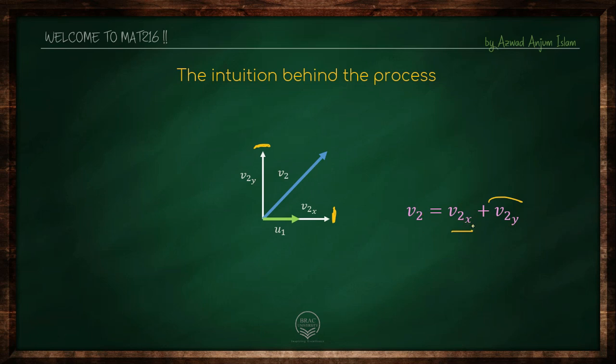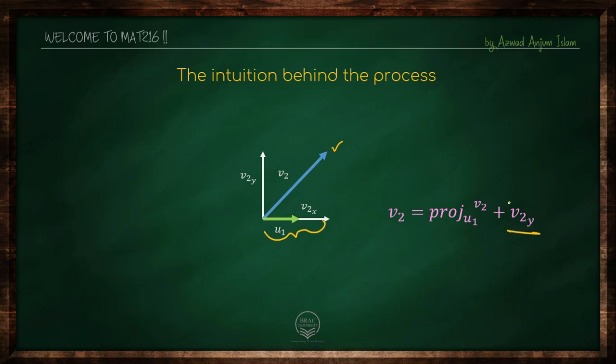This is redundant, right? But if you notice, this portion right here, v2x, what is this? This is just the projection of v2 onto u1, right? So we can write v2x as the projection of this vector v2 onto u1. So this is the projection of this vector onto this line, right? So we just need v2y.